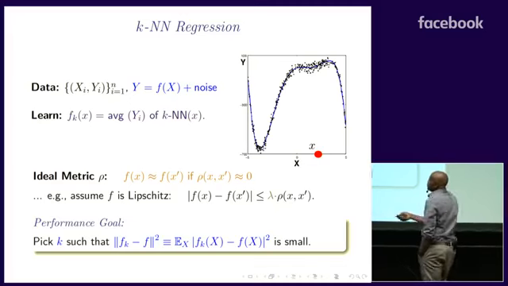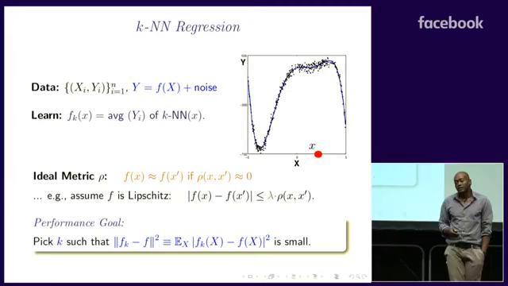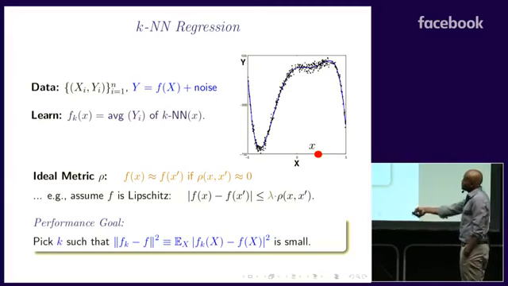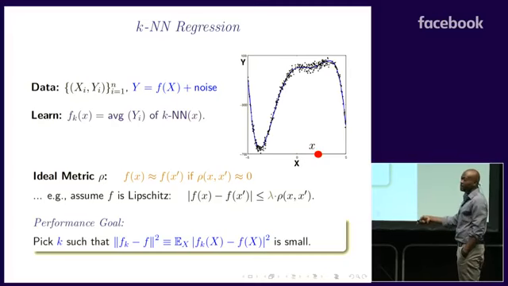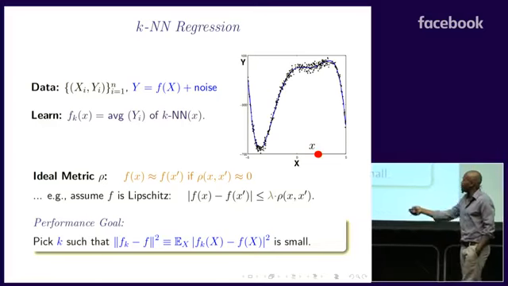Our performance goal is the expected squared distance between f_k and f, and that's the usual L2 risk that is often analyzed. So what we want is to understand how to choose k such that the expected (f_k - f) squared is small. We want to characterize this error under this type of assumption.